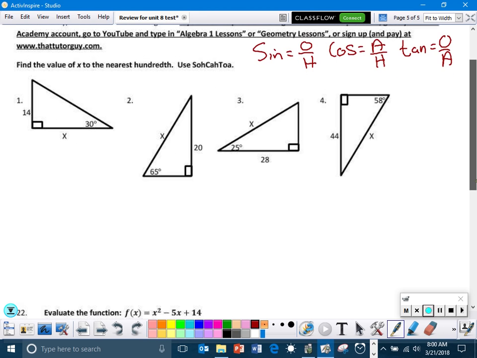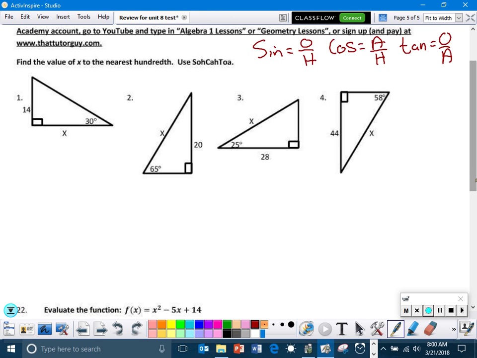All right, so here we go. The first thing is we're going to figure out, is it sine, cosine, or tangent? Well, here's my angle. This side is opposite, this side is adjacent. Remember, the hypotenuse is always the longest side. So opposite and adjacent would be tangent. So I'm going to write tangent 30 degrees equals the opposite, which is 14, over x.